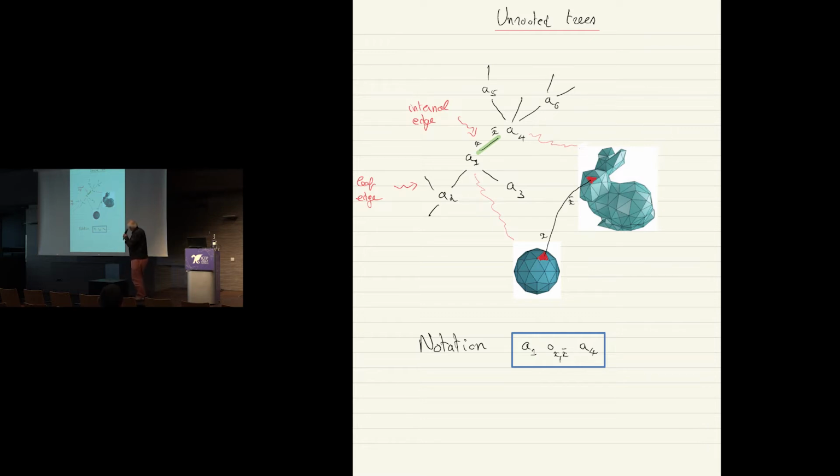Okay, so this structure has a name in mathematics. If you have operations that you can plug together in this way, then you have something called a cyclic operad. Okay, but you don't need to know these words. So there is a notation for this. I say that I compose node A1 with node A4 along X and X bar.